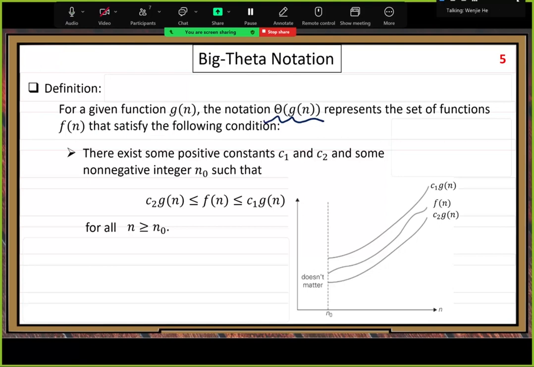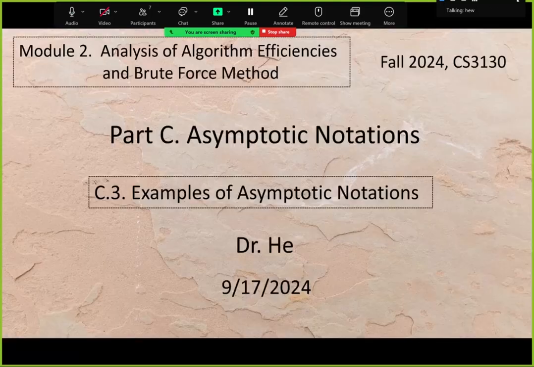Before we move on, any question? Do you want to ask? Try to understand. Pretty abstract.